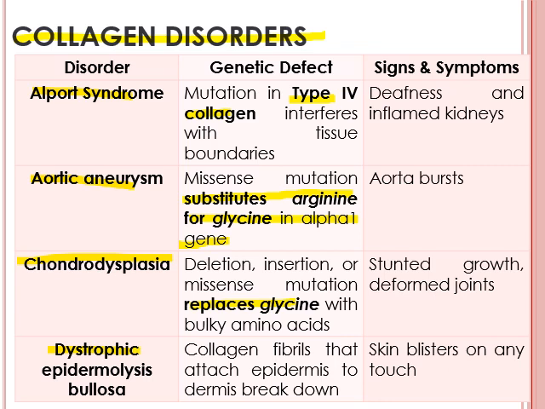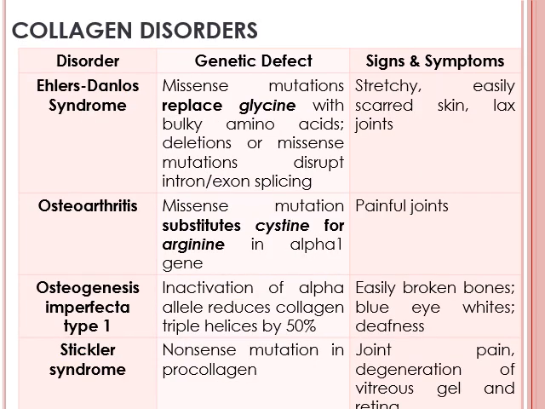Dystrophic epidermolysis bullosa, where collagen fibers that attach the epidermis to the dermis break down. It can cause skin blisters of any type. We also have Ehlers-Danlos syndrome. A missense mutation replaces glycine with bulky amino acids. It can cause stretchy, easily scarred skin and lax joints. We have osteoarthritis, which substitutes cysteine for arginine in the alpha-1 gene and can cause painful joints.